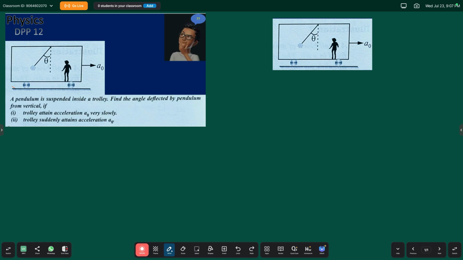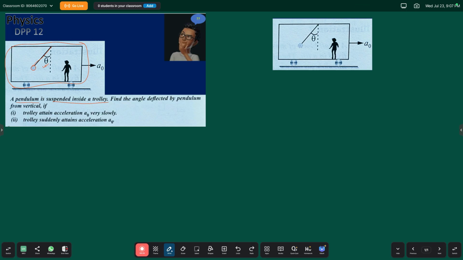I'm reading out the question for you. A pendulum is suspended inside a trolley. This is the trolley, this is the pendulum. Find the angle deflected by the pendulum from the vertical, this angle.